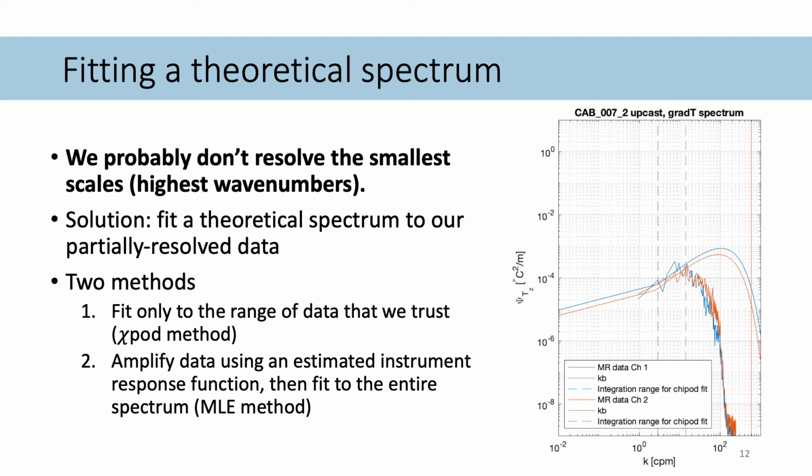This is known as the chi-pod method. The second way is to amplify our data using an estimated function which compensates for the instrument response, and then fit to the whole spectrum. This is known as the mean likelihood estimate, or the MLE method.